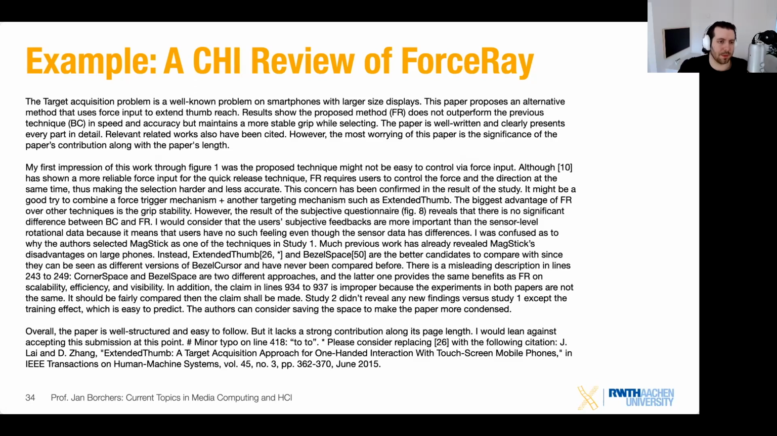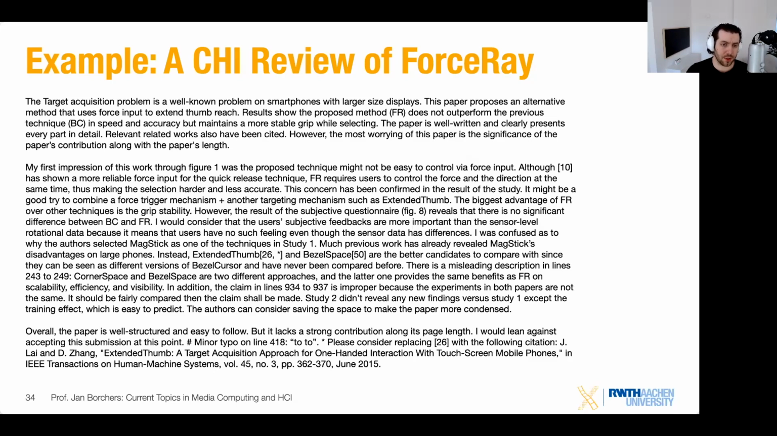So it's an example of an HCI review of ForceRate. The target acquisition problem is a well-known problem on smartphones with larger displays. This paper proposes an alternative method that uses force input to extend thumb reach.